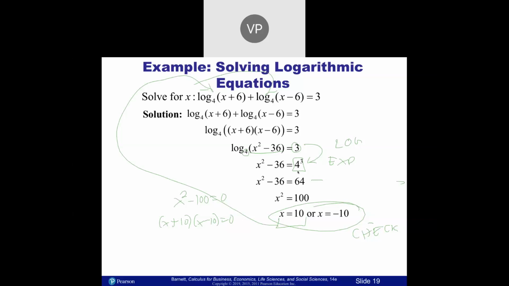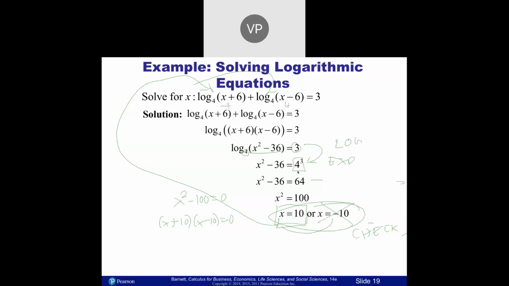So when you plug a 10 into this first one, you get a 16. I don't need to go any further. I just know that's a positive number. That's good. When you plug a 10 into here, you get a 4. Again, that's a positive number. That's good. 10 is a solution. Now I got to go plug the negative 10 in there. When I plug a negative 10 into the first log, that gives me a negative 4. That's a problem because we cannot take a log of a negative number. Negative 10 is not in my domain. That means I have to throw it out. There's actually only one solution here.